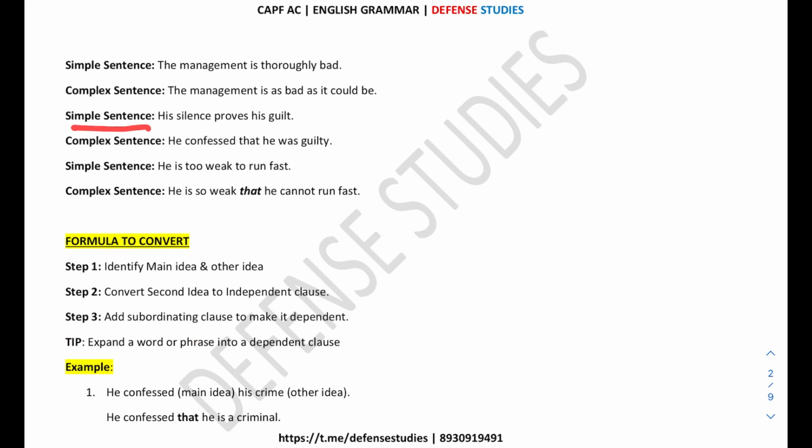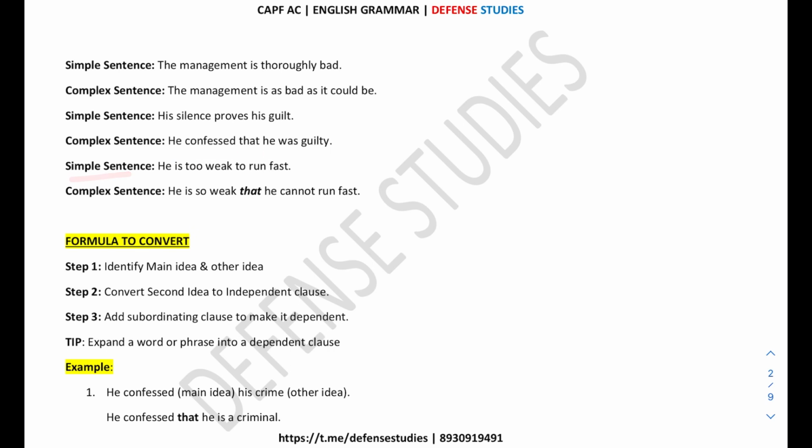The simple sentence is: His silence proves his guilt. His silence is the first idea, his guilt is the second idea, and we need to convert his guilt into a subordinate clause. We can convert it into a noun clause, adverb clause, or an adjective clause. So we converted it to "that he was guilty." He confessed that he was guilty.